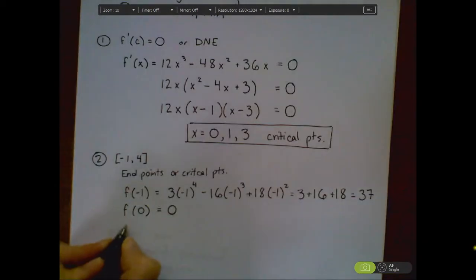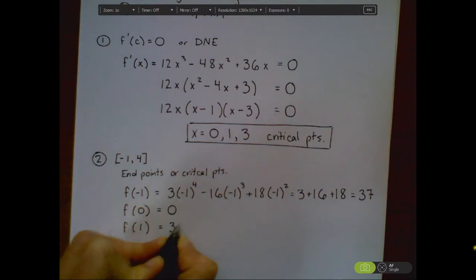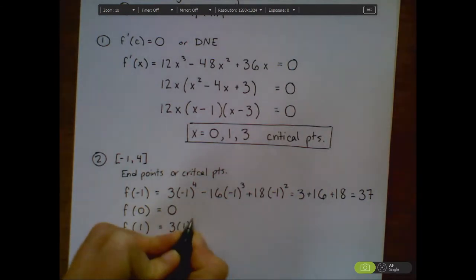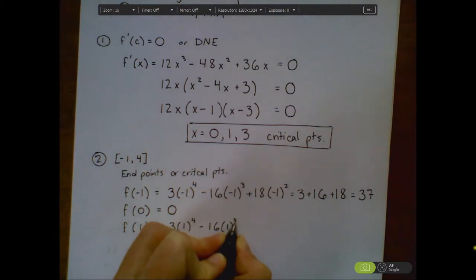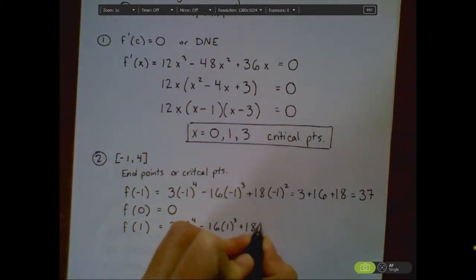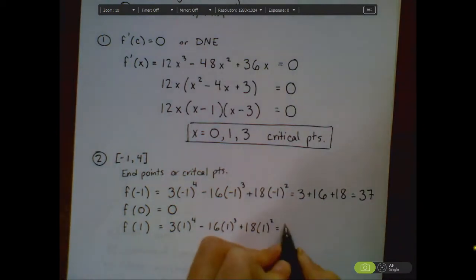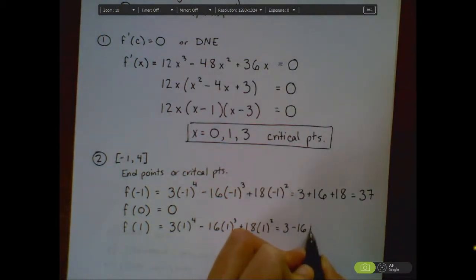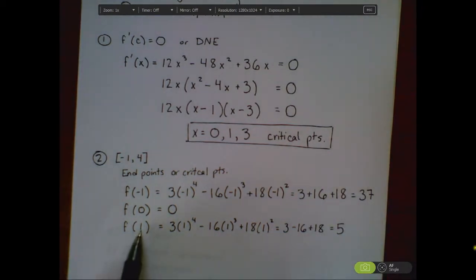Easy. F of 1, I'm going to write out. It's 3 times 1 to the 4th minus 16 times 1 cubed plus 18 times 1 squared. And that's all equal to 3 minus 16 plus 18. And so that's going to be equal to 5. That means when I plug an x value in, I get a height of 5. Going forward, there are only 2 more.